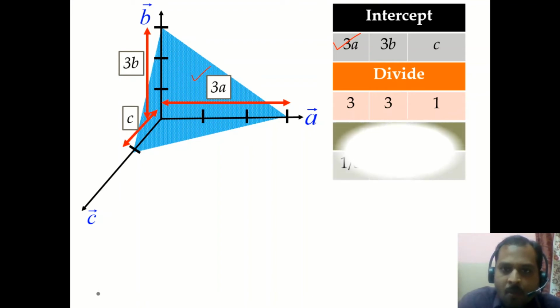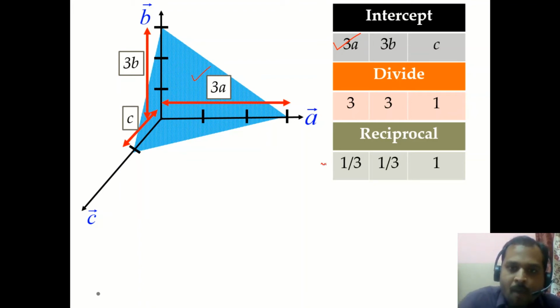So that will be 1 by 3, 1 by 3, 1 by 1, that is 1. Then we need to take a common ratio. That means the denominator for these three particular quantities has to be the same. So how to do that? Already these two are the same, 1 by 3, 1 by 3.